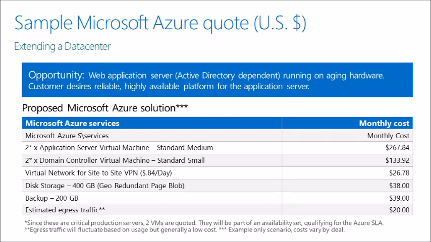Here's an example of a solution for a customer that wanted to replace its web app servers that are running on aging hardware. The customer wants the app to be highly available and reliable. If you know anything about Azure, you've got to deploy something with what we call an affinity group, so it's a minimum of 2. That's how a customer gets an SLA of 99.95%. So in this scenario, we have 2 app servers. For the domain controller, 2 standard smalls, some networking, some disk storage, some backup, and some estimated egress traffic. That's basically walking through that pricing calculator when you fill those things out.